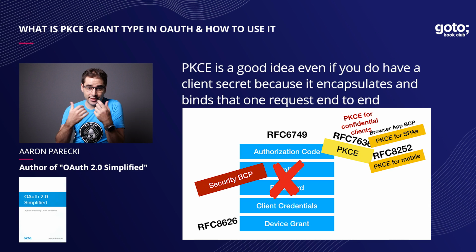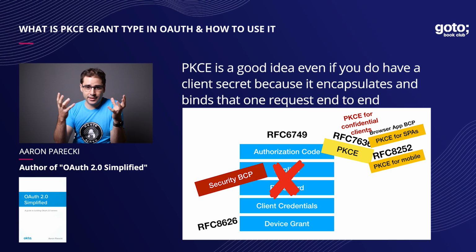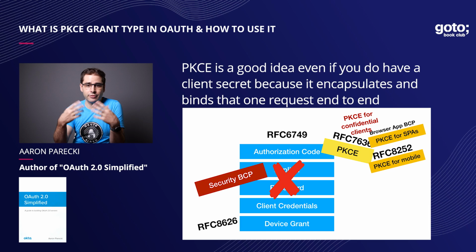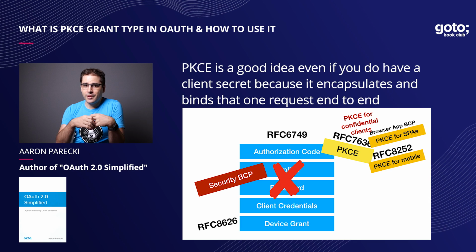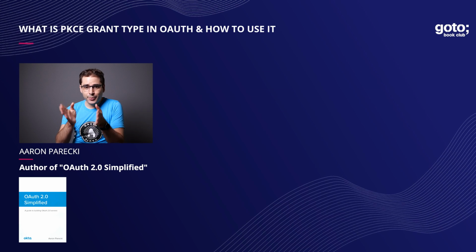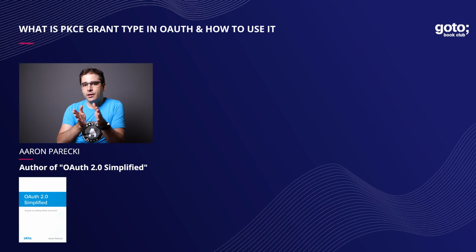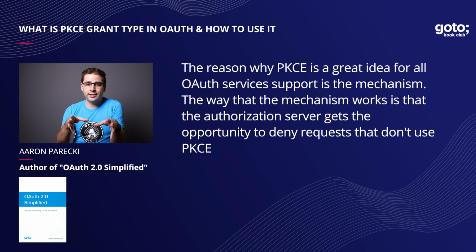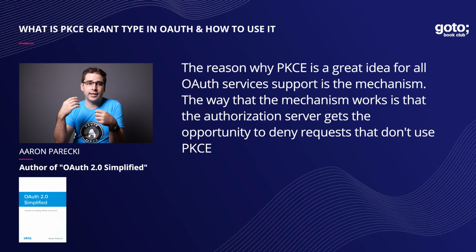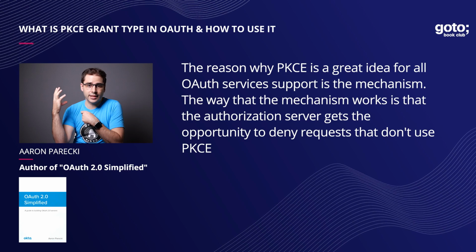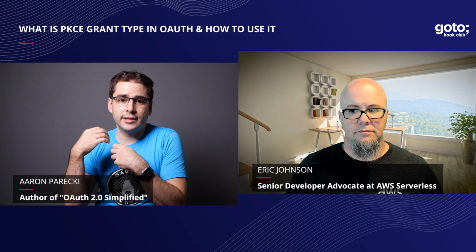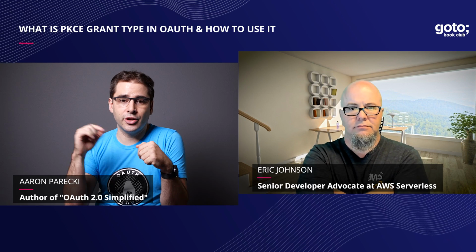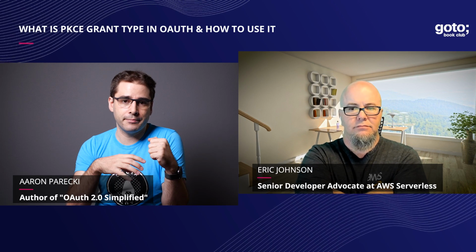But effectively what it means is that PKCE is a good idea even if you do have a client secret, because it binds that one request end to end. So it protects the flow even for confidential clients, which effectively means all clients should just do it all the time. But your point about whether the client's enforcing it or not: the reason that PKCE is a great idea for all OAuth servers to support is that the authorization server gets the opportunity to deny requests that don't use PKCE. Whereas other solutions to these similar problems rely on the client developer to get it right, and the OAuth server can't even tell if the client developer is doing it right.